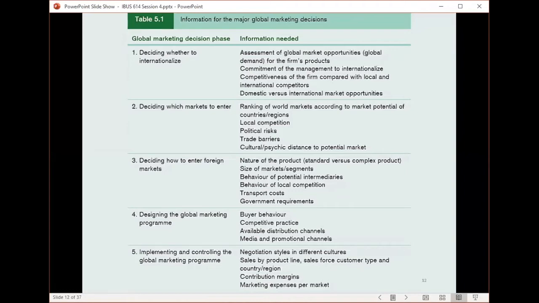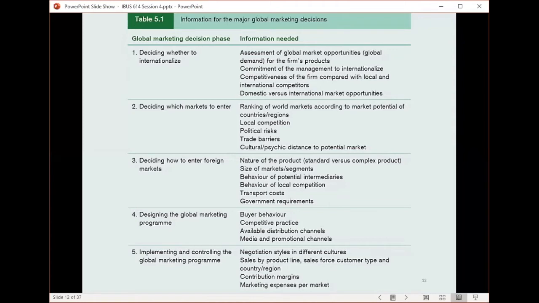The same goes for deciding how to enter the foreign market. Very soon we'll learn about the entry modes and strategies. And you will see that deciding to enter a foreign market is based on a number of factors, some of which you cannot fully determine without having done extensive research to appreciate, including the behavior of potential intermediaries.